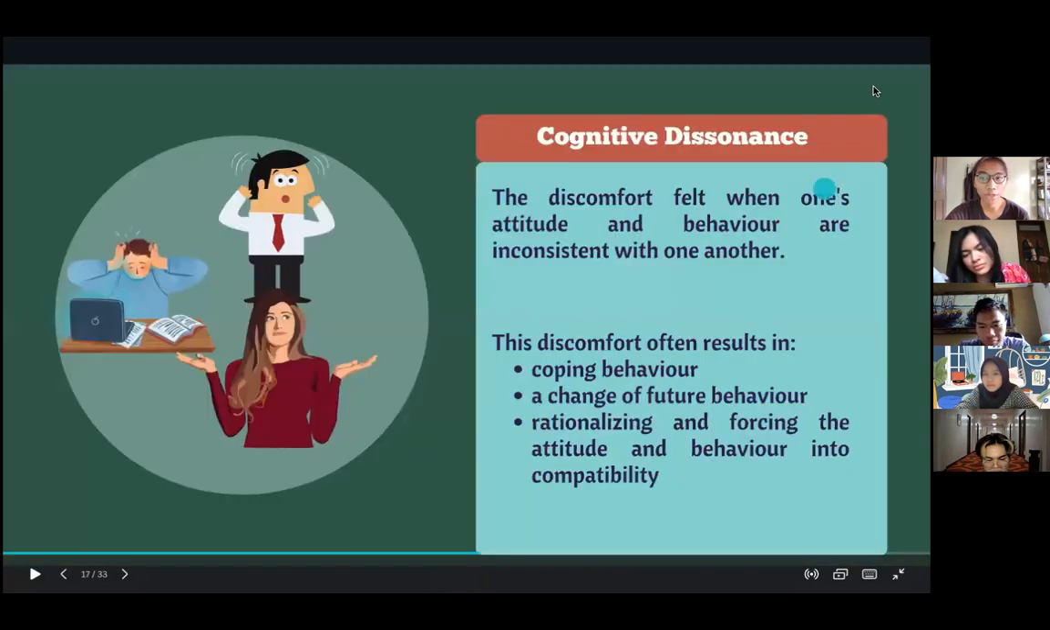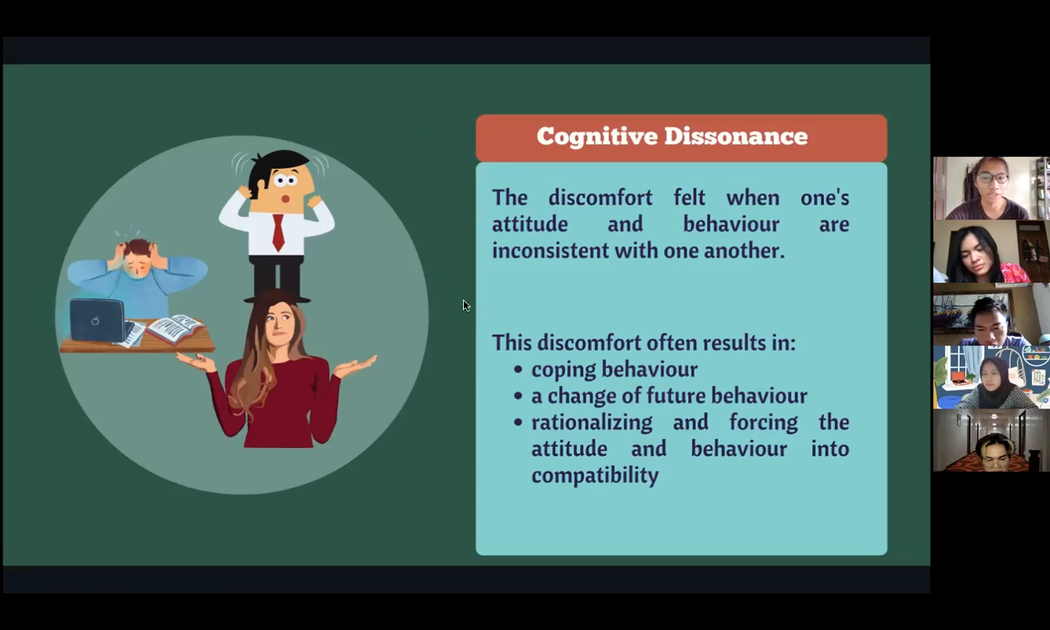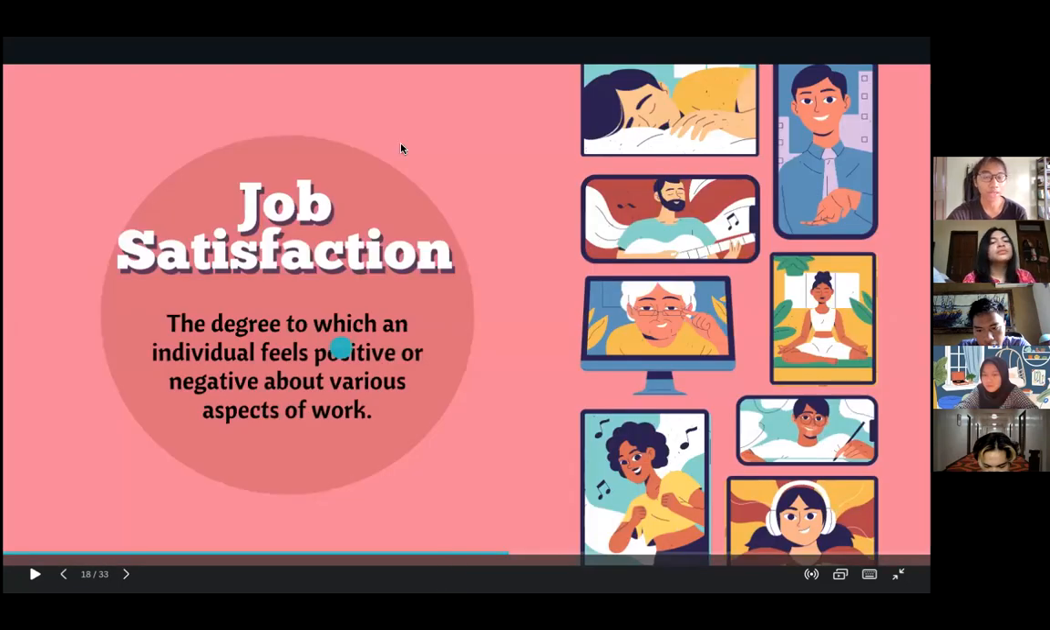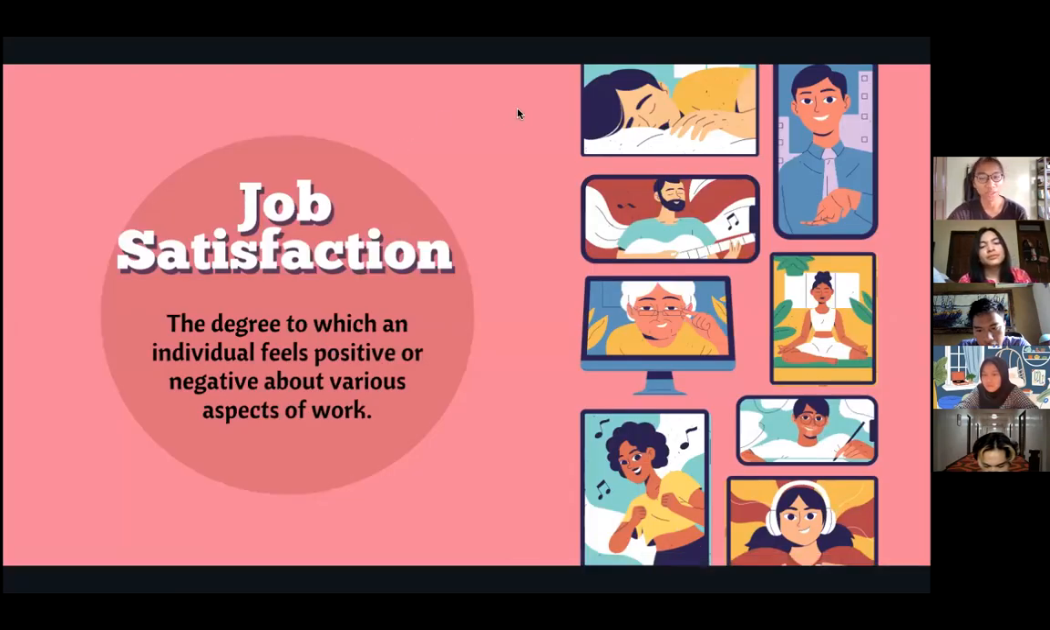Now, when it comes to attitude, one can experience cognitive dissonance. So what is it? It's the discomfort felt when one's attitude and behavior are inconsistent with one another. This discomfort often results in coping behavior, a change of future behavior, and rationalizing and forcing the attitude and behavior into compatibility. Okay, moving on, we'll talk about job satisfaction. So what is job satisfaction? It is the degree to which an individual feels positive or negative about their job or various aspects of their work.